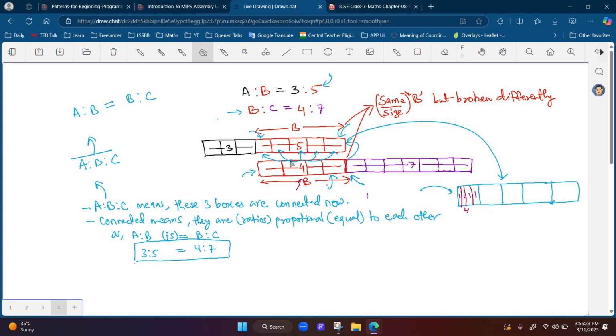Imagine as if I'm putting the whole 4 boxes inside this. 4 same whole box inside this, 4 inside this, 4 inside this, and 4 inside this. And now how many partitions do I have in total? 4, 4, 4, 4, and 4, which means total 20. And 20 is the LCM of 5 and 4.